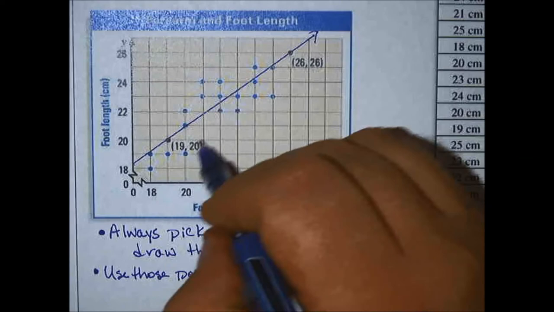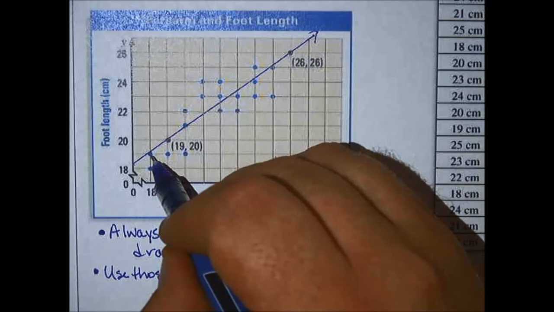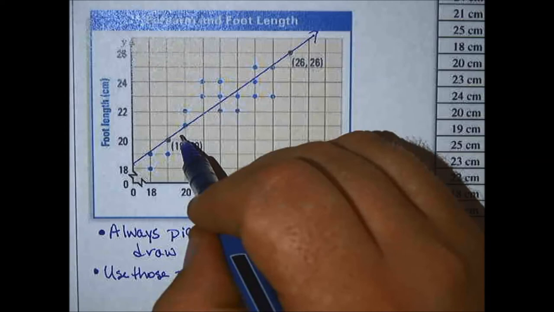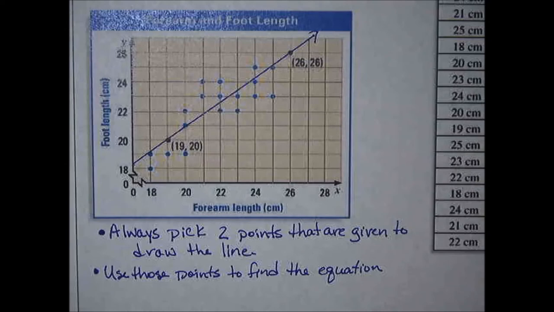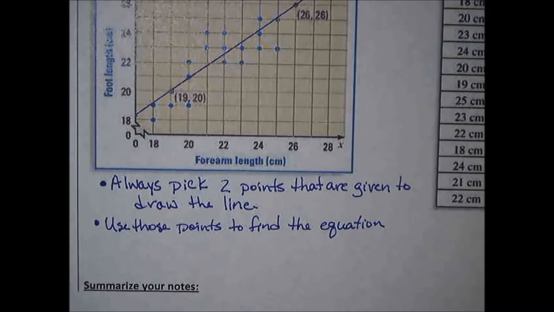Maybe I could have picked this one, or maybe if my line was straight, it would actually go through that one. I think it'd be pretty close. Maybe not though, but that's the line that I'm going to use. And now I'm going to find the equation of that line. And we've done that quite a bit this unit. This is just finding the equation of a line given 2 points.